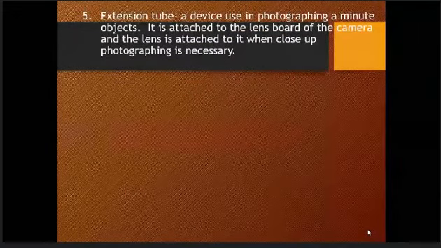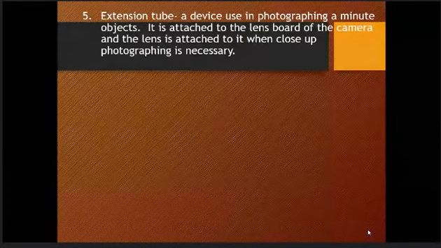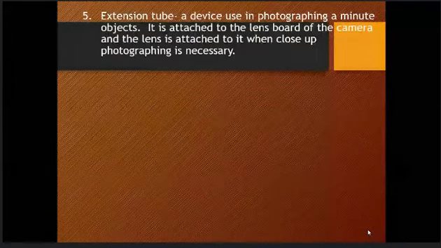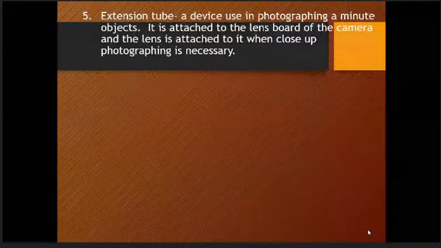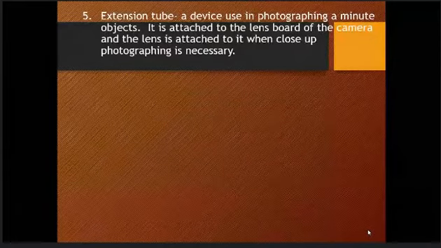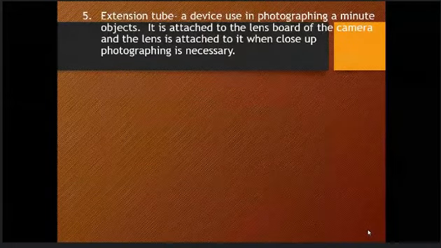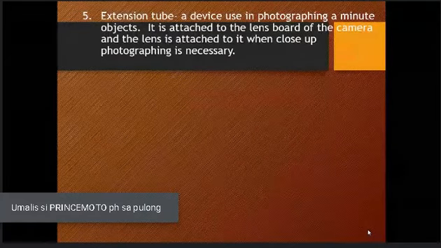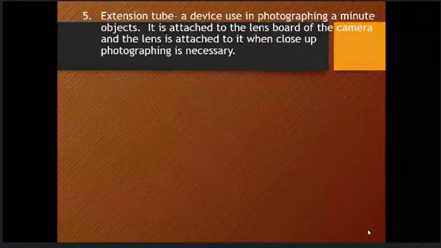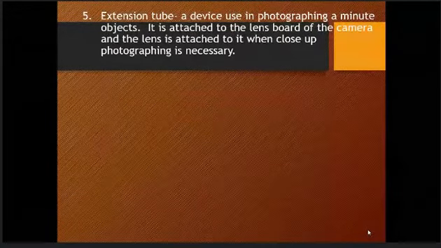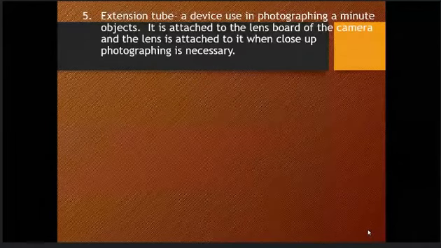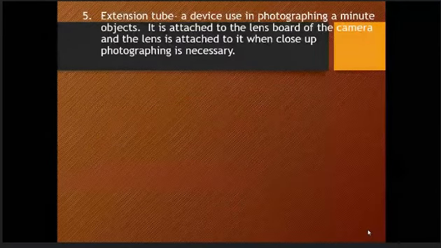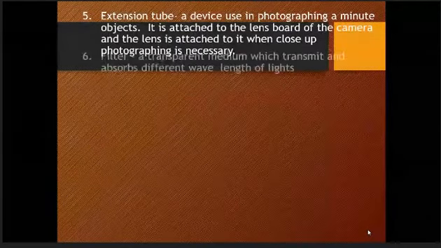Next is the extension tube. This is very useful in micro photography and macro photography, especially in forensic ballistics or in different objects. In photography, small objects are enlarged, which is called photo micrography. This is attached to the lens board of the camera and the lens is attached when close-up photographing is necessary, with the use of the extension tube, or with the use of a microscope attached to the camera.